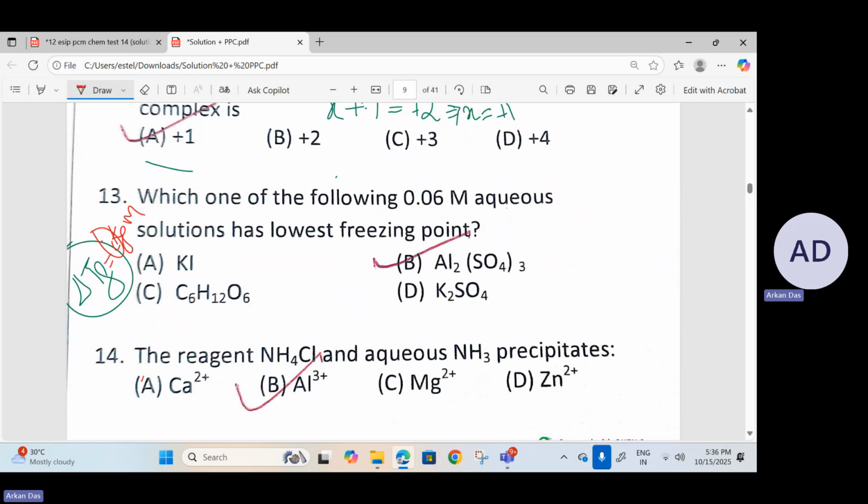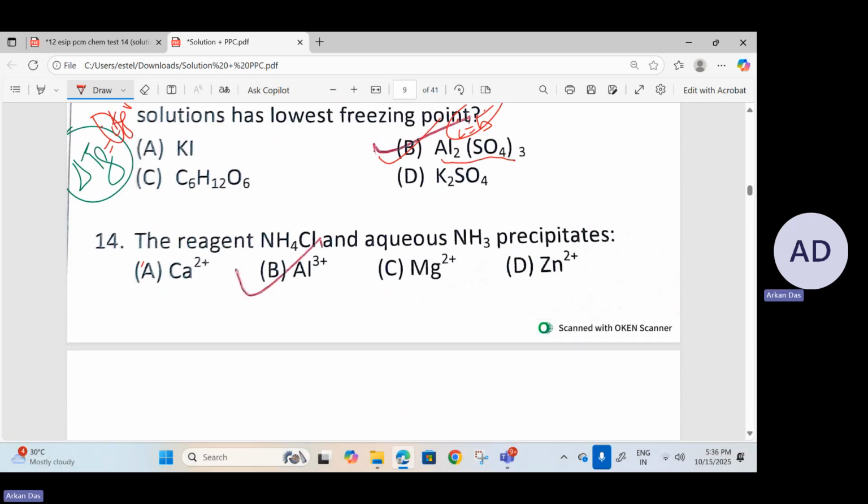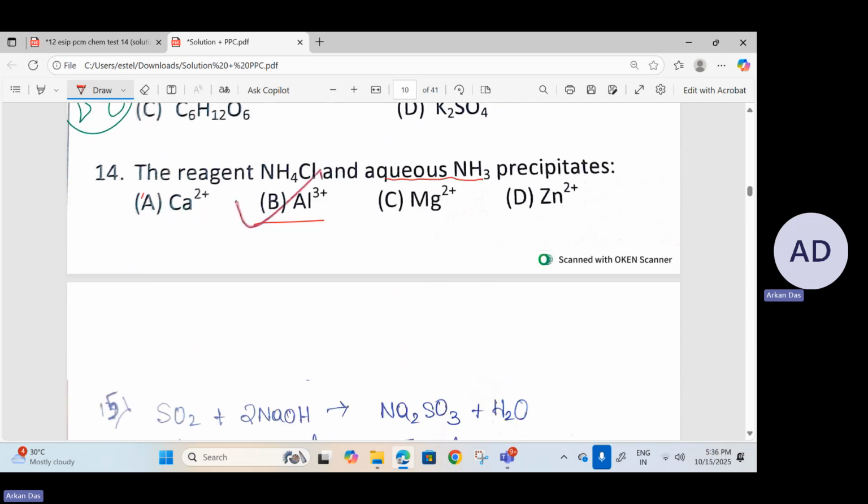Since i directly influences the depression of freezing point, Al2(SO4)3 is the one giving the maximum i, which equals 5. As i increases, freezing point depression increases, and hence option B is correct. Is it clear? Next question. The reagent NH4Cl and aqueous NH3 precipitates; these are the group reagents, and Al3 plus is the correct answer.